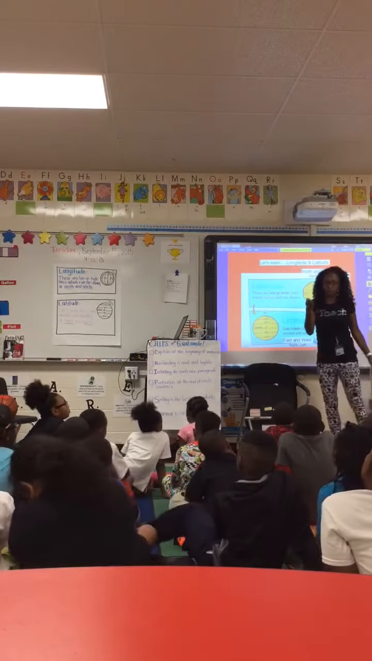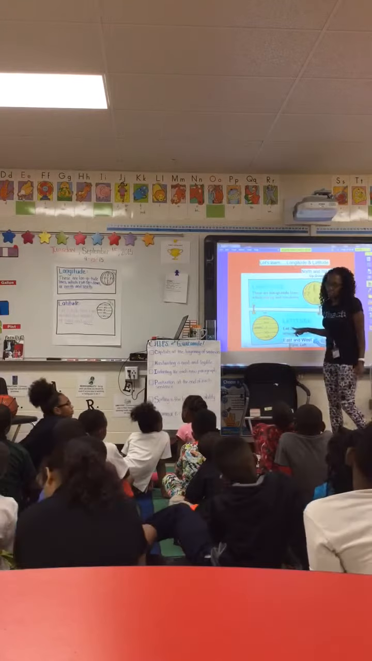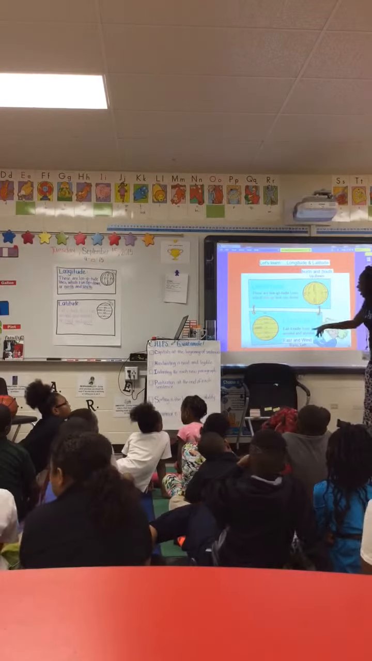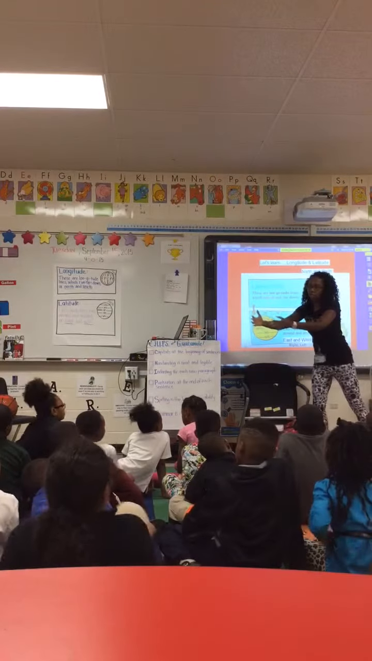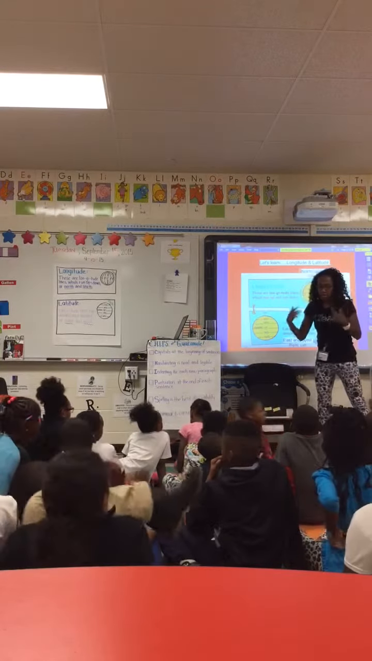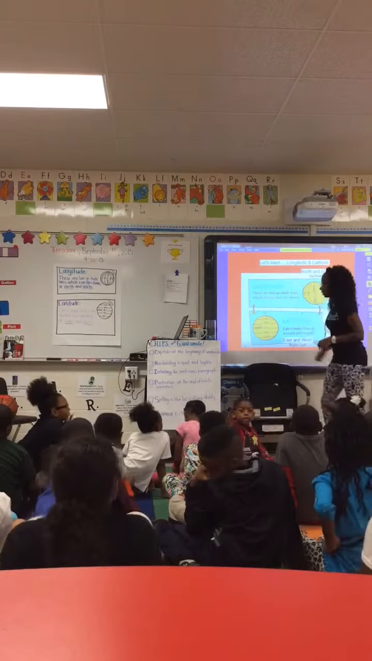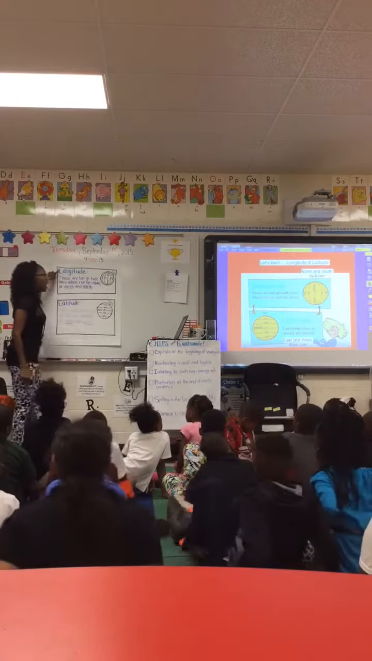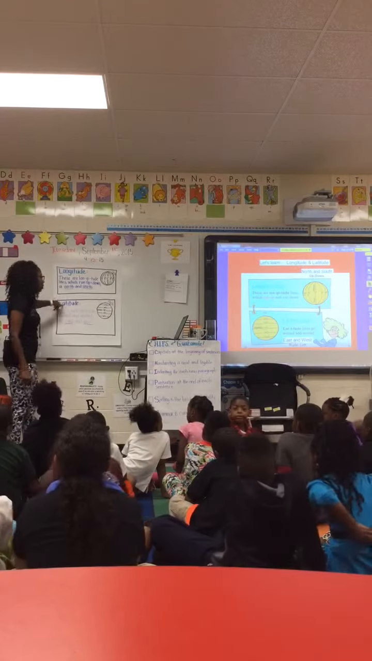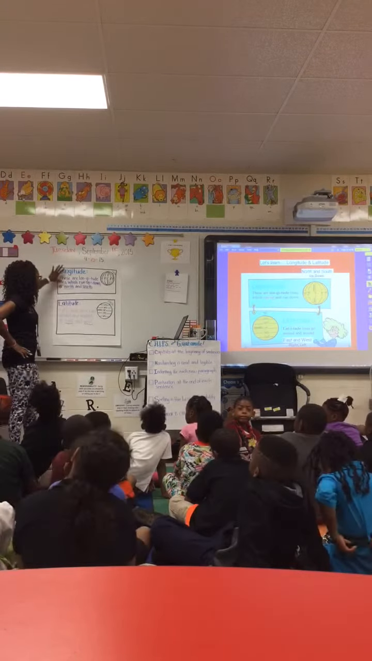Got another cool vocabulary word for you. Latitude. Latitude lines go from east to west. What's another way of saying east to west? Right and left. Excellent. So what do we learn? Longitude, latitude. Let me explain something.